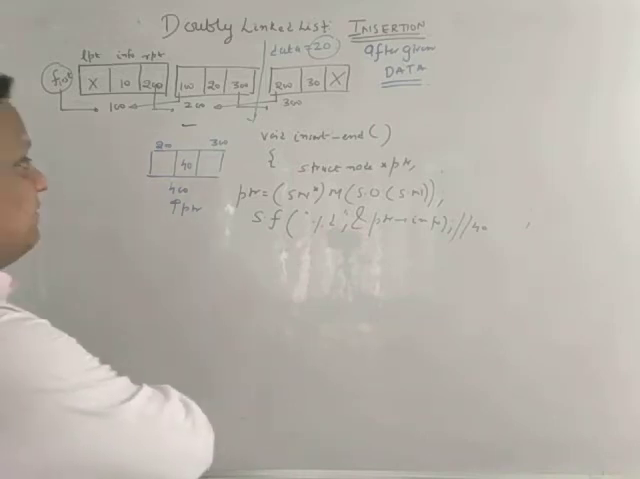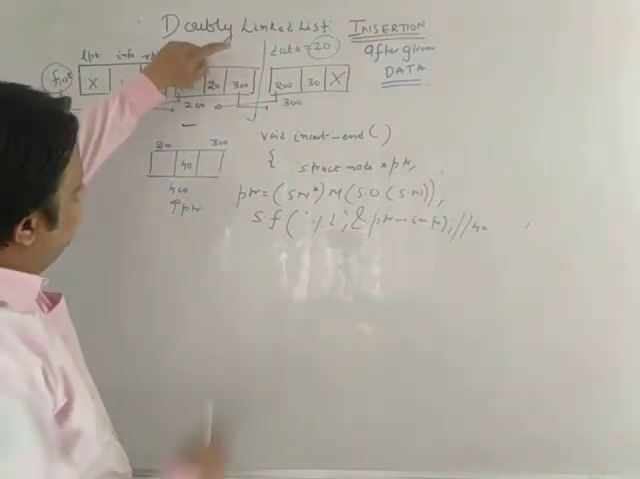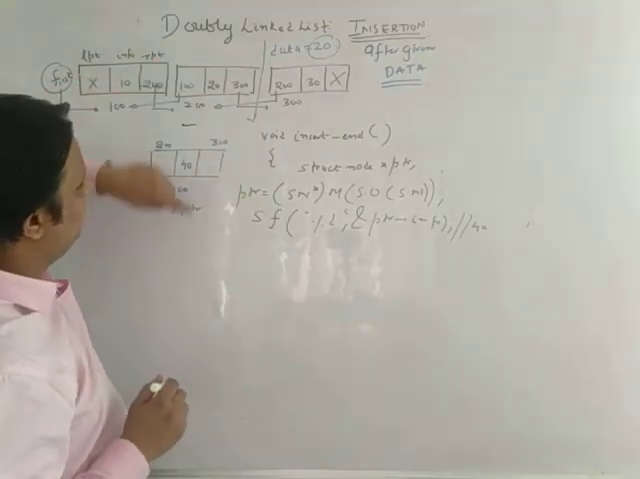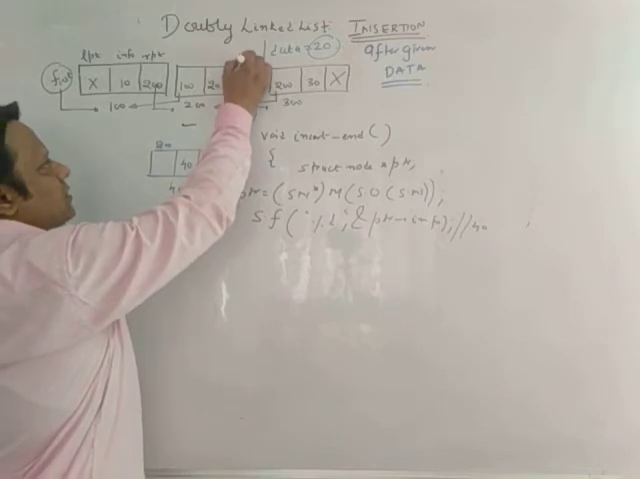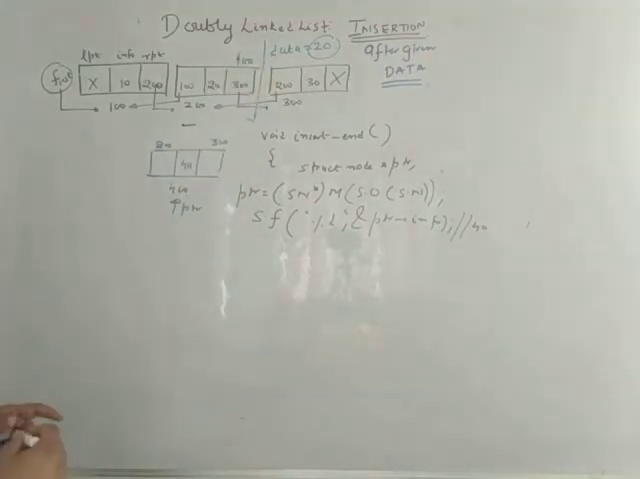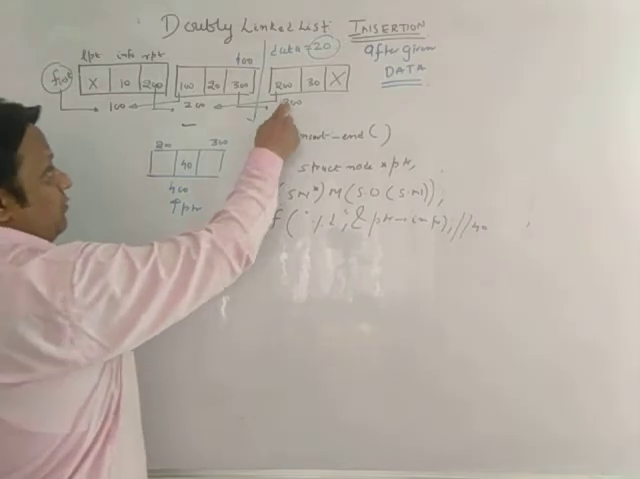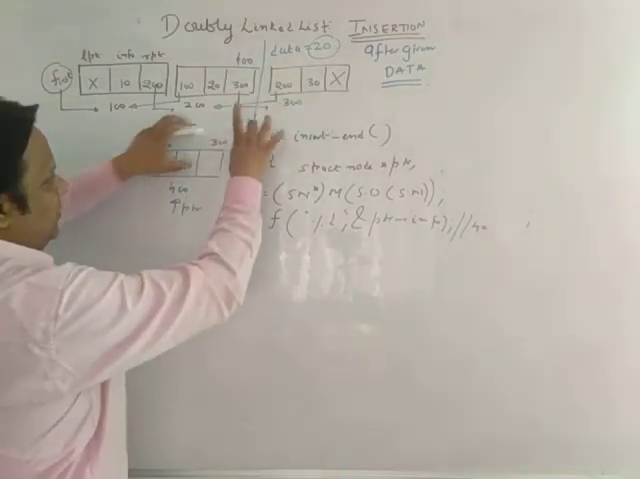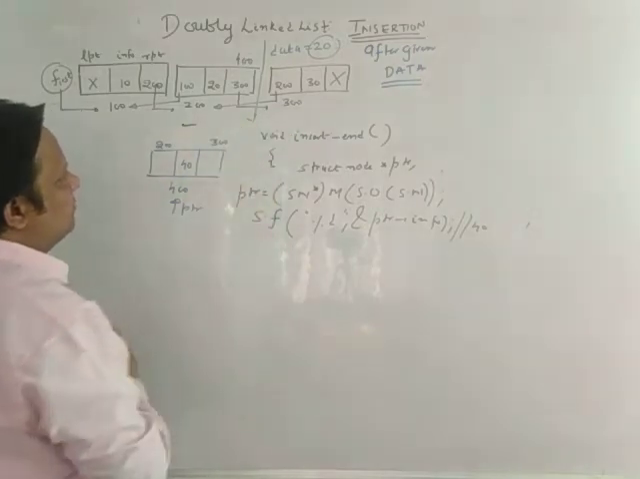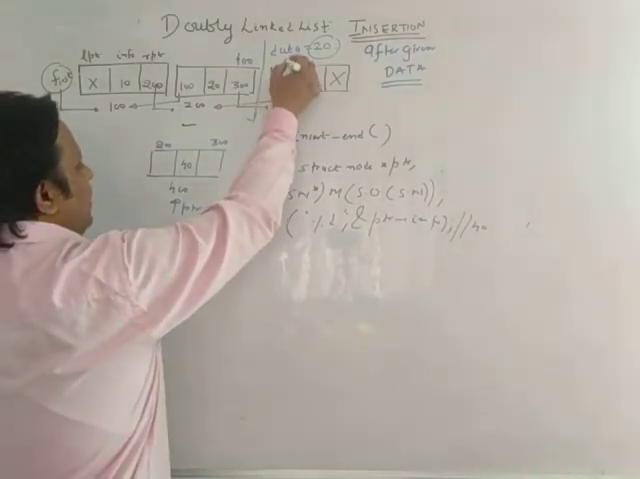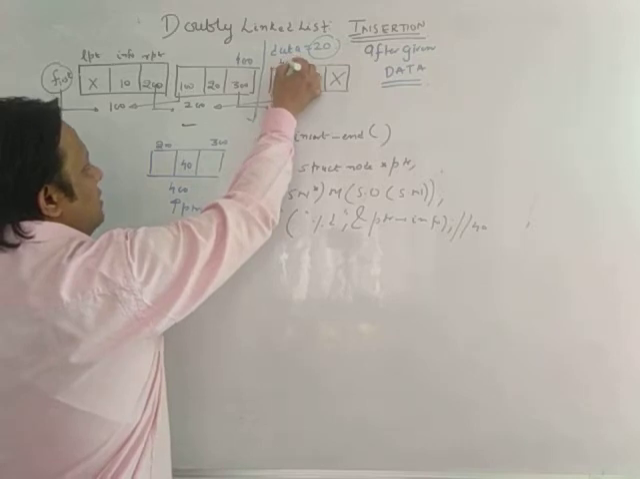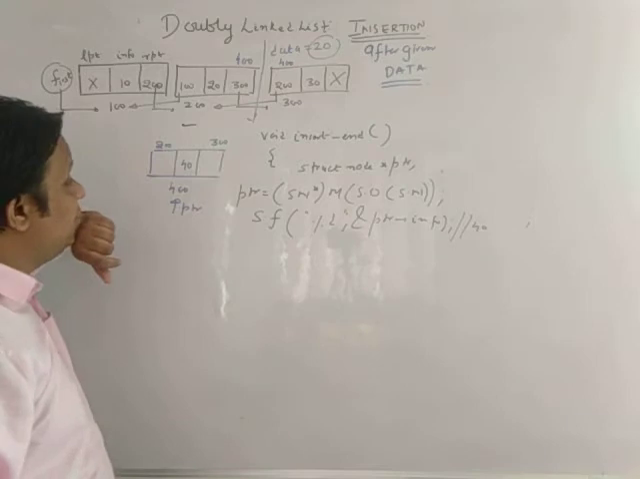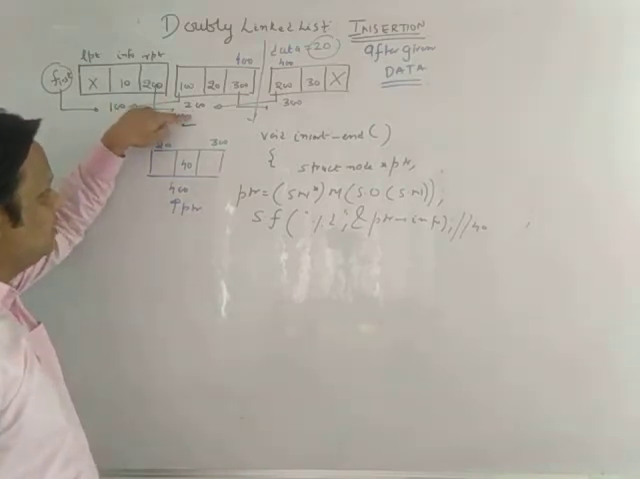Any other change? Definitely, since this node will come after this node, the RPT of this node should contain the address of the next node. So here comes 400. Any other change? Yes. We want to change this also because LPT should contain the address of the previous node. Now this is your previous node. If you want to insert it after 20, here you want 400.